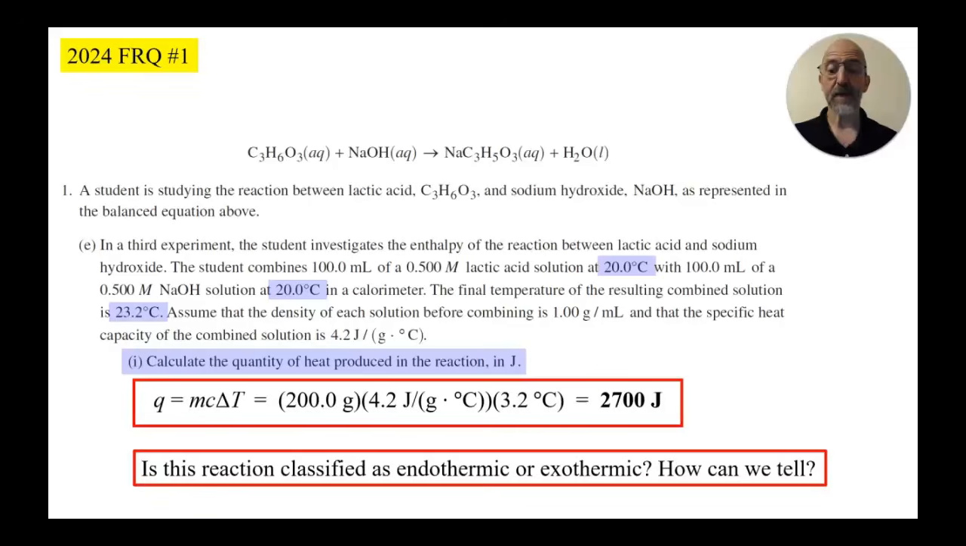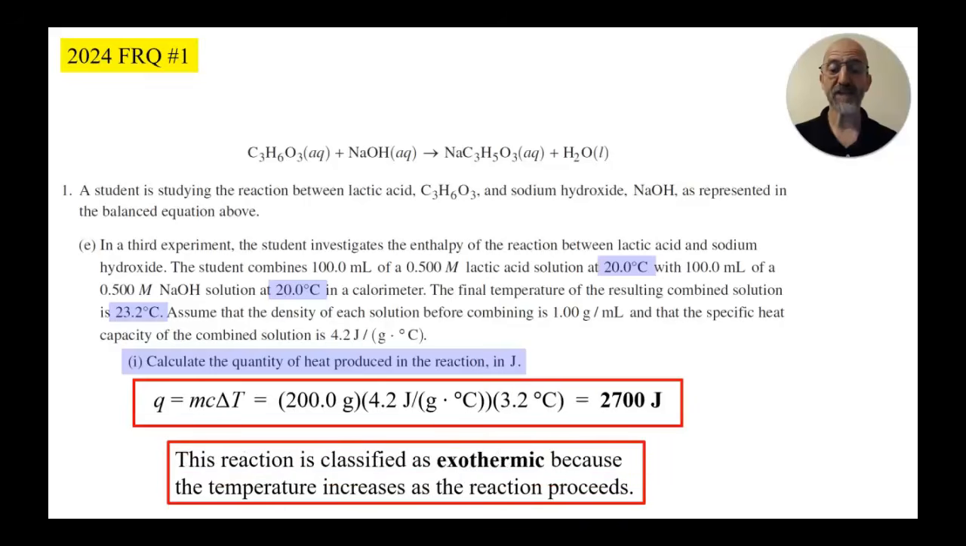And so, is this reaction that we just observed classified as endothermic or exothermic, and how can we tell? Remember that the temperature was 20 degrees Celsius before these solutions were combined. And the final temperature of the combined solution is actually warmer. It's 23.2. So this reaction is classified as exothermic. Why? Because the temperature increases as the reaction proceeds.